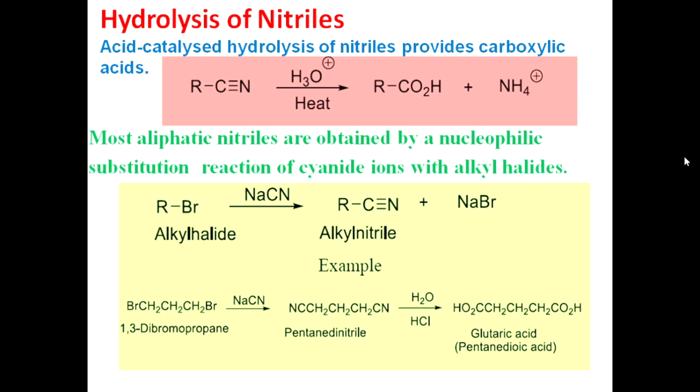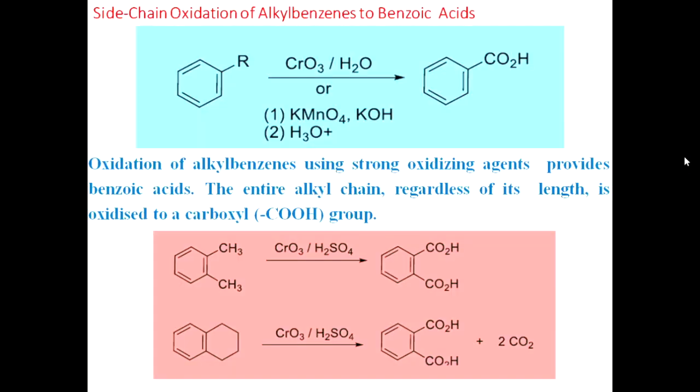The example is given. 1,3-dibromopropane will undergo reaction with sodium cyanide. It will give pentanedinitrile. This pentanedinitrile will undergo hydrolysis under acidic condition in presence of HCl to give the corresponding dicarboxylic acid, which is called glutaric acid or pentanedioic acid.